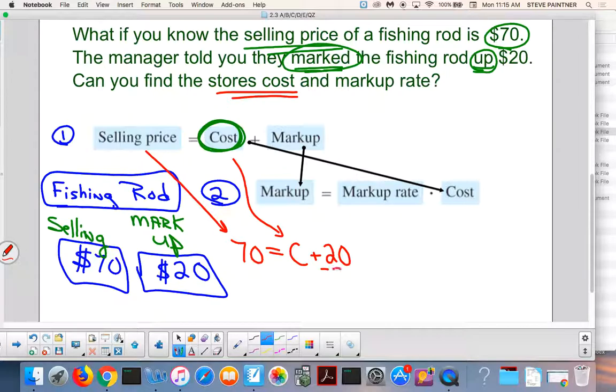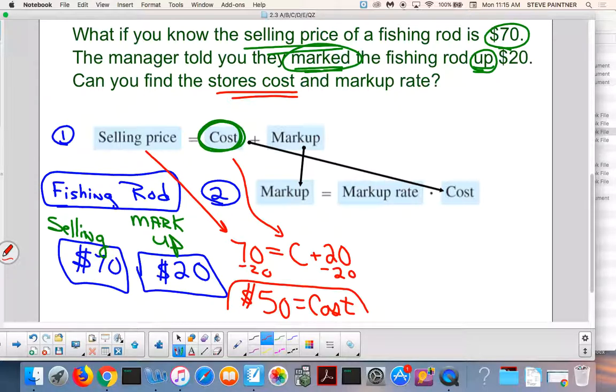Minus 20 on both sides is what? 50. So you, as the manager, you paid what? $50 for the fishing rod, okay? Everybody got that? Yes. Okay.